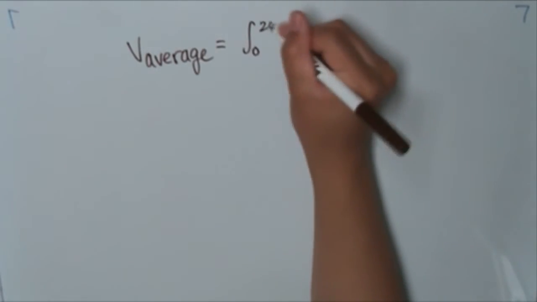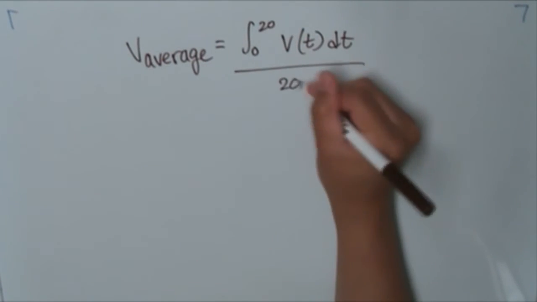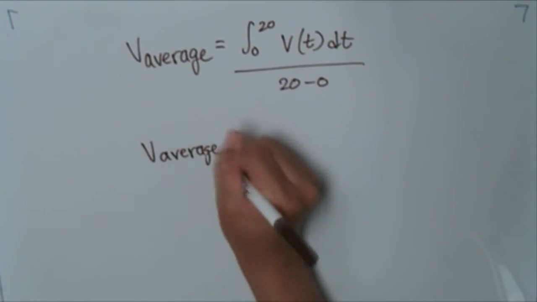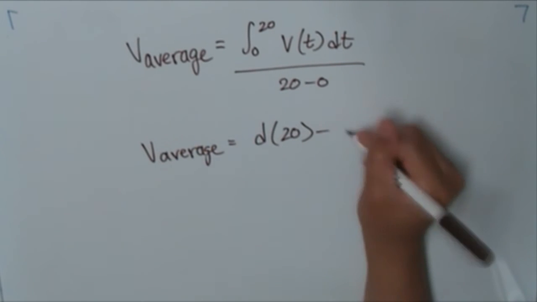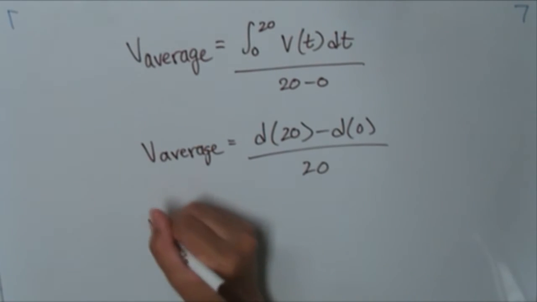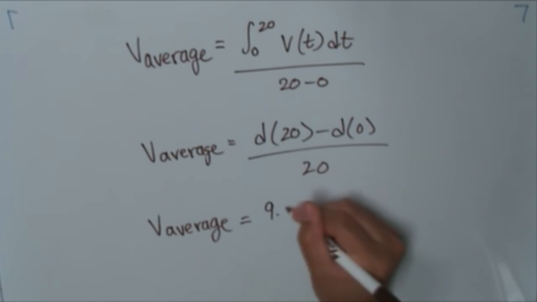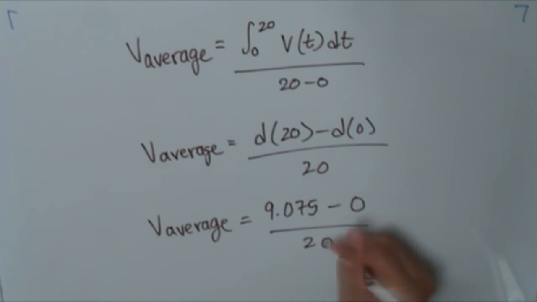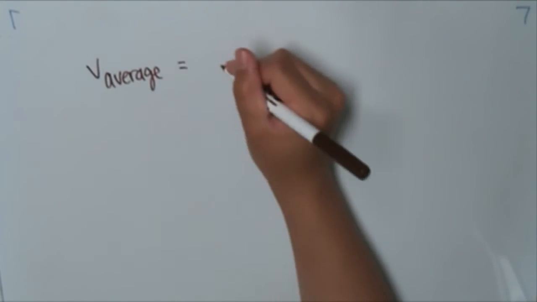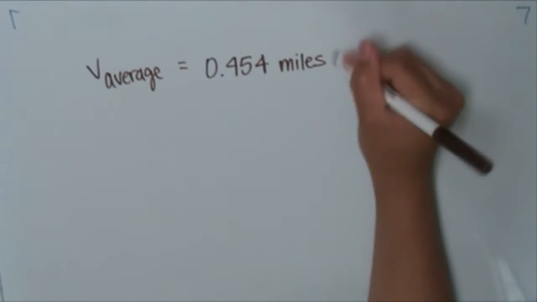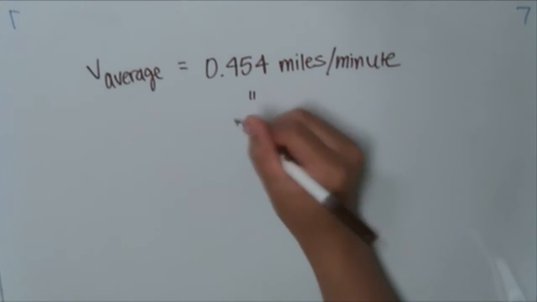By solving the integral of the velocity equation, which for simplicity reasons can be simplified to d of 20 minus d of 0, since this represents the rate of change of the displacement, aka the velocity. By dividing the value of d of 20 minus d of 0 by the value of 20 minus 0, which is 20, we can get the average velocity in miles per minute.